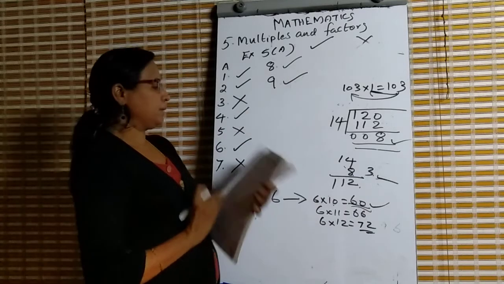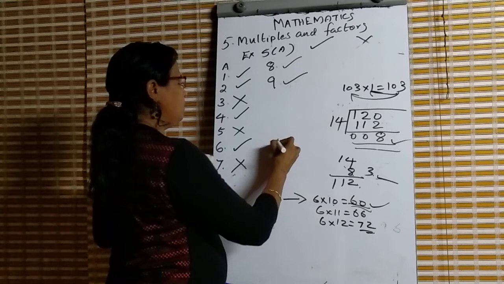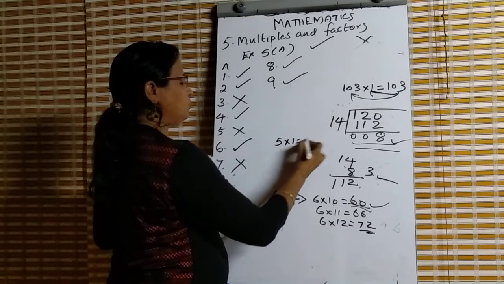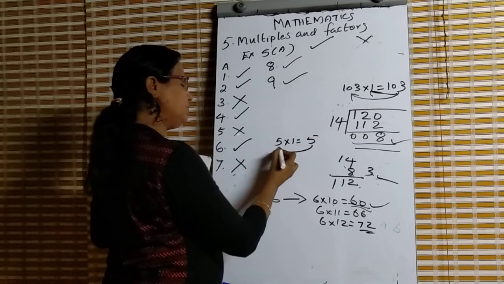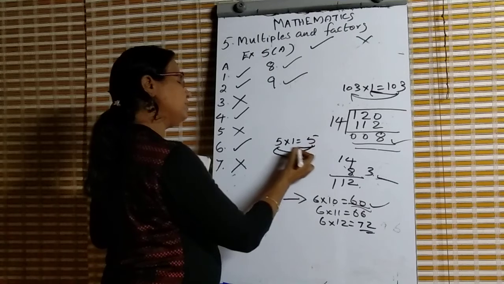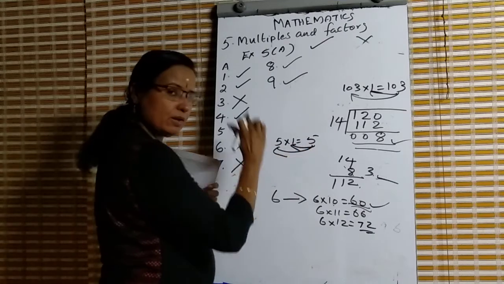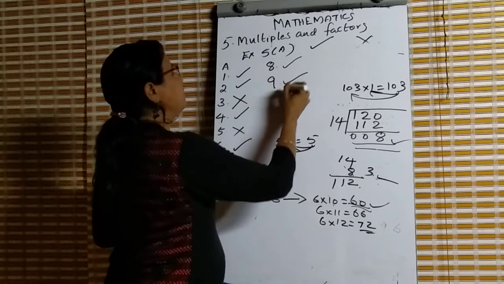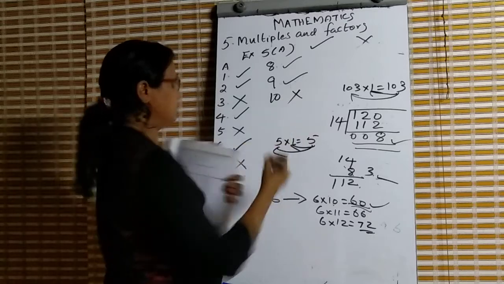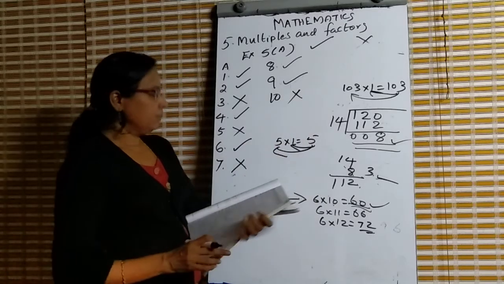1 is a multiple of 5. 5 into 1 is equal to 5, which means 5 is a multiple of 5 and 5 is a multiple of 1. 1 is a multiple of 5 is wrong. 10 is wrong.